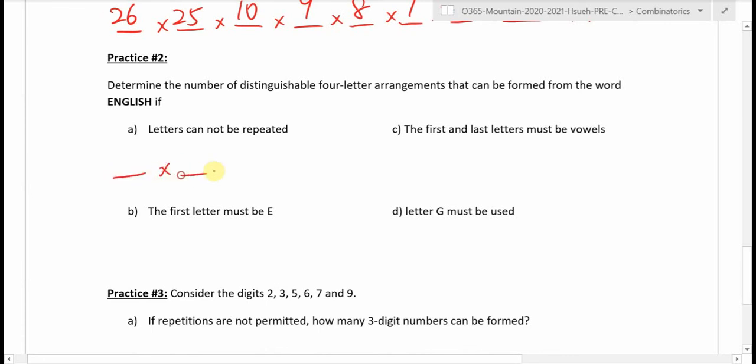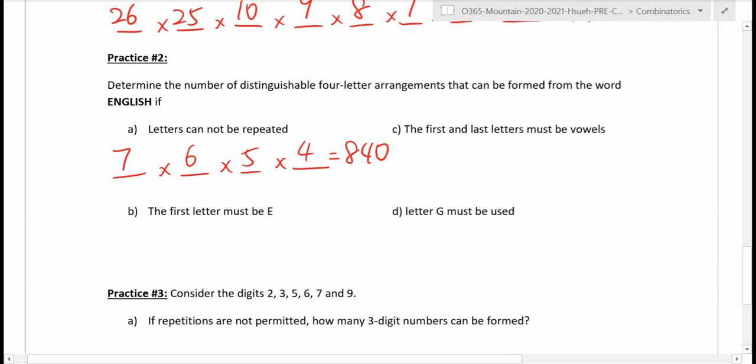So that means in this case we have 4 placeholders, right? Because we're only forming a 4-letter word. English, it says letters cannot be repeated. Well, I have 7 letters to choose from to begin with, and since I cannot repeat them, I'm going to decrease by 1 each time. So it's going to be 7 times 6 times 5 times 4, which gives you 840.